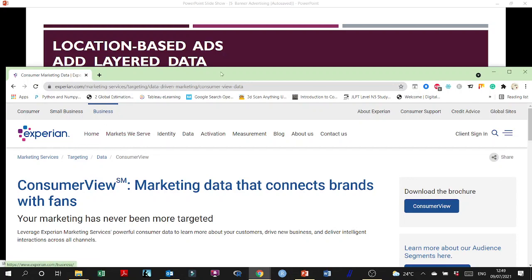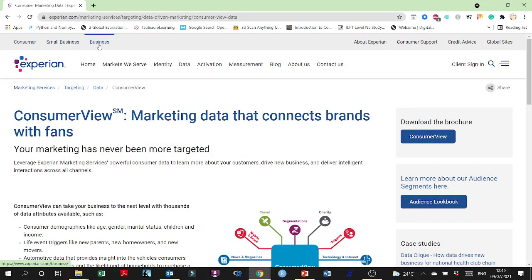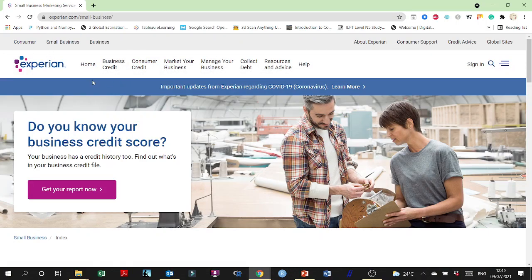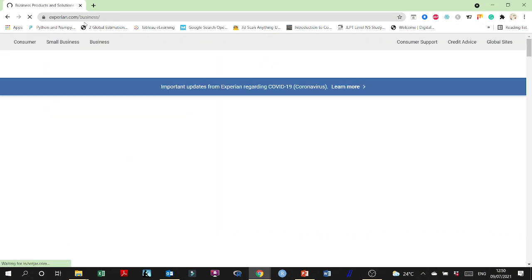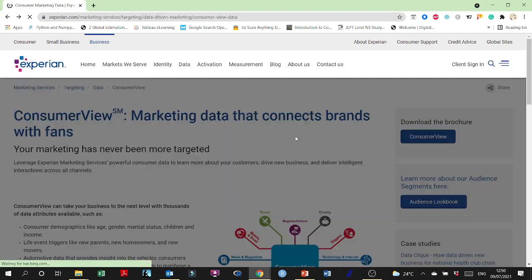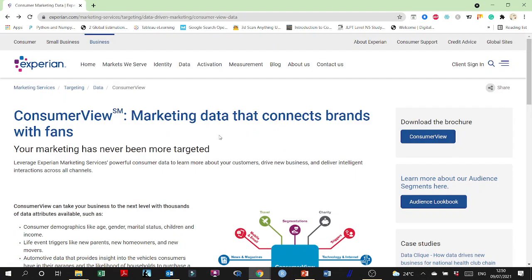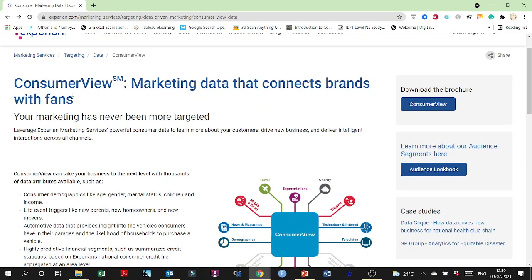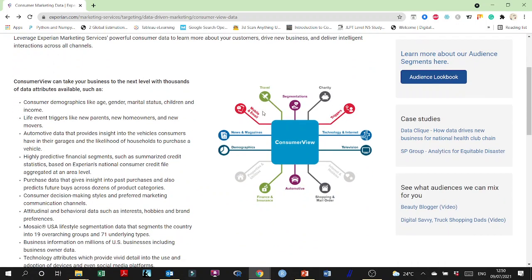Okay, so they have marketing here, services for businesses, for small businesses, for example, as well. Do you know your business credit? This is for the credit score, really, but they have their marketing. I think here for businesses, I'd rather go back to the marketing. This is marketing services. Over here for marketing services, for example, they have data that connects brands with fans. So they do collect data not only on the person's credit.